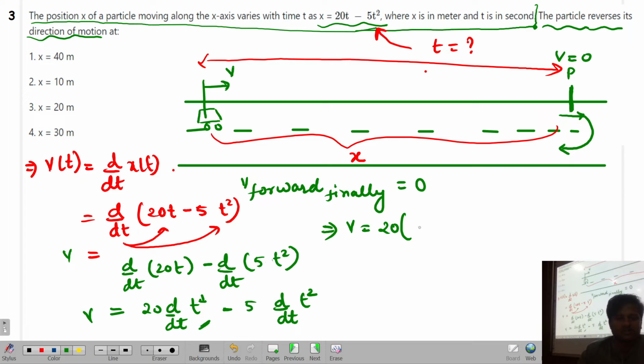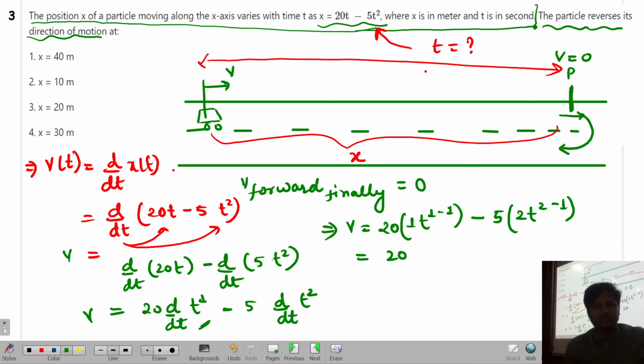First I'm solving this equation. It is 1 t to the power of 1 minus 1, minus 5 into 2 t to the power of 2 minus 1. So what do I get as the answer? It is equal to 20, and something to the power of 0 is 1, so this becomes 1. So 20 minus 5 twos are 10t, and this is my velocity dependent upon time.